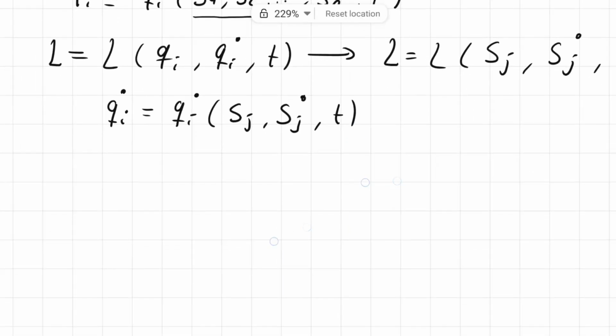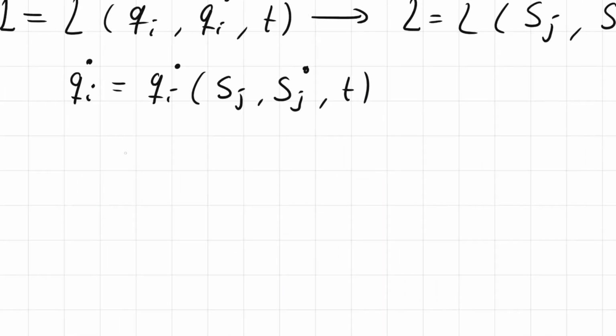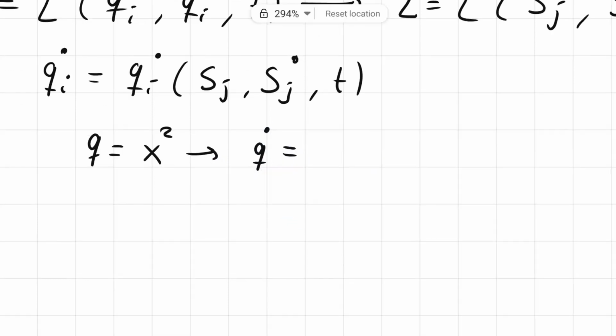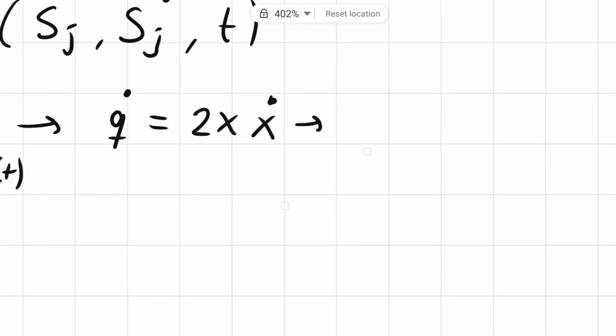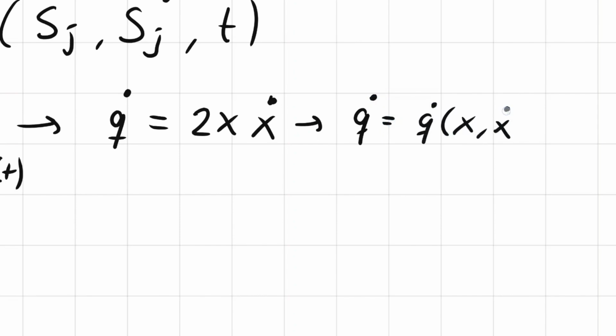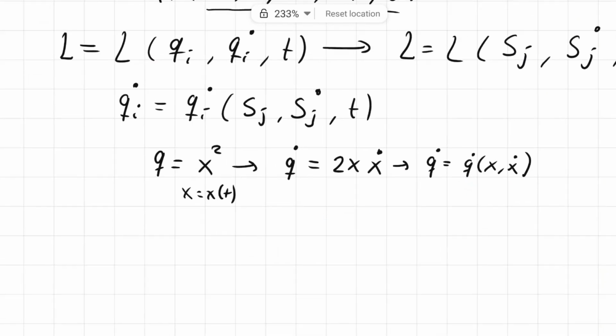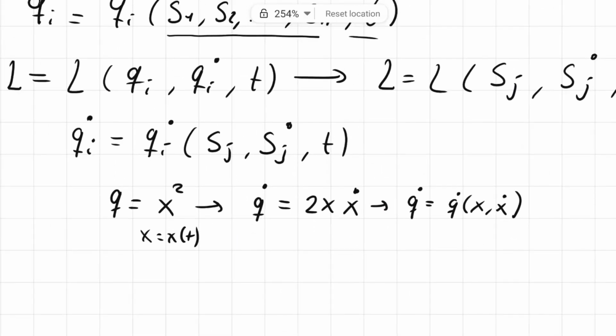Okay, we can see this with an easy example. Let's say we have this coordinate transformation q equals x squared. And then if we want to calculate q dot, we see that this will be 2x x dot. Of course, here, this x is a function of time. Okay, so we see that q dot is a function of x and x dot. Okay, perfect. So that is going to be important. Just remember that qi dot is a function of sj, sj dot, and the time.